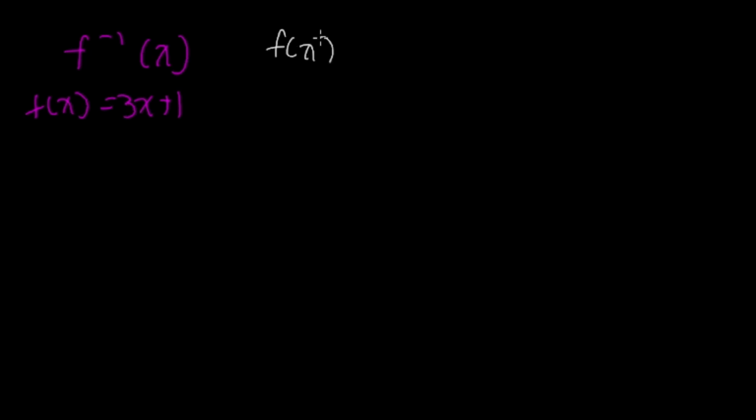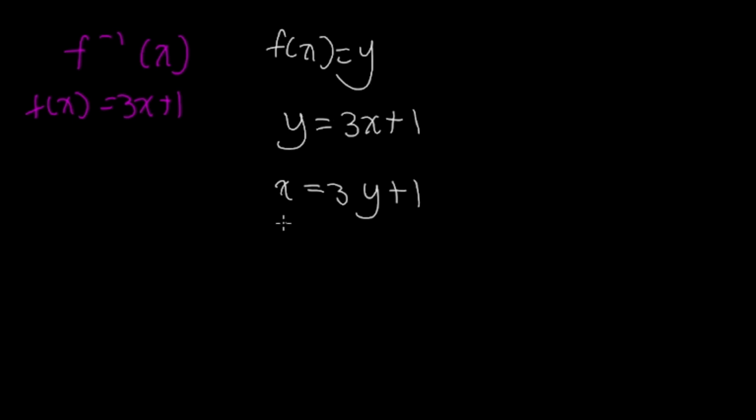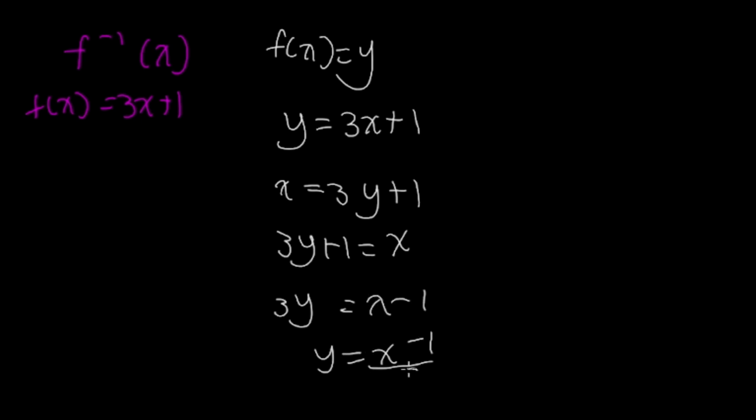Now f of x is equivalent to y. We always say that f of x is equivalent to y. Y is just f of x in a fancy manner. So y is equivalent to 3x plus 1. Note that we changed f of x with y. Then we switch the x and the y values, so x is equal to 3y plus 1. Now basically what you have to do is just solve for y. So 3y is equivalent to x minus 1 and y is equivalent to x minus 1 over 3. So the inverse function of f of x is equivalent to x minus 1 over 3.